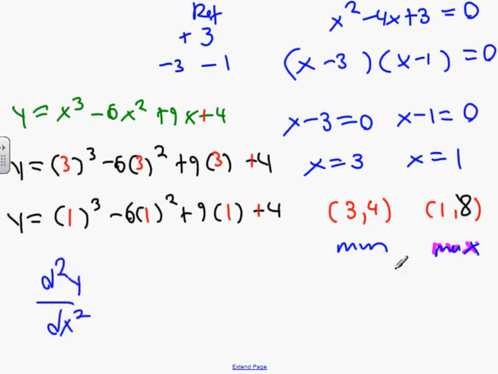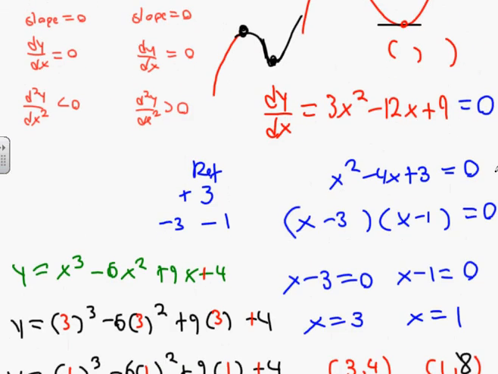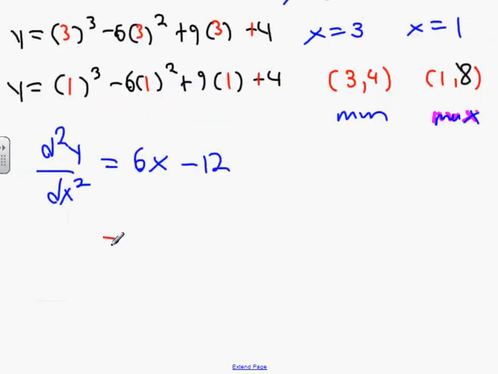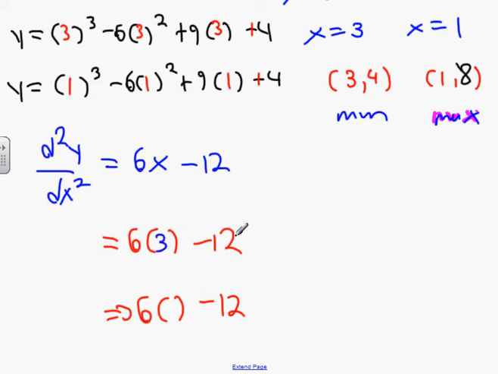The second derivative. What is the second derivative? Differentiate that, guys. 3x squared minus 12x plus 9. 6x minus 12. Now, we have two x values to sub in, don't we? We have 6 times something minus 12, and the other one is 6 times something minus 12. Okay, what's the first one? 6 times 3 minus 12 is what? 6 is bigger than 0. What does that make it?